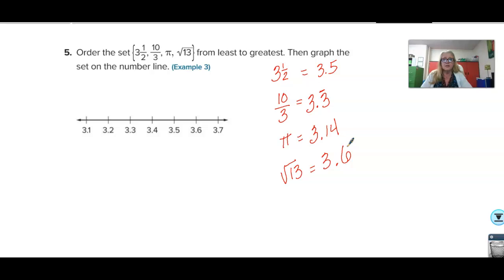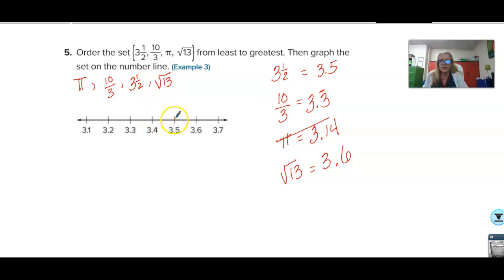All right. So then we have to put them in order from least to greatest. Well, they're all positive, so the smallest one will be the smallest one. 3.14 is the smallest, so pi is first. All right. That one's done. What would be the next smallest one? 3.3 repeating, which is 10/3. All right. And then the next would be 3 1/2. And then last but not least, the square root of 13.